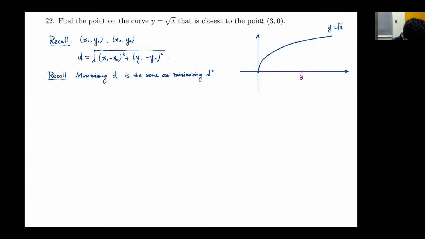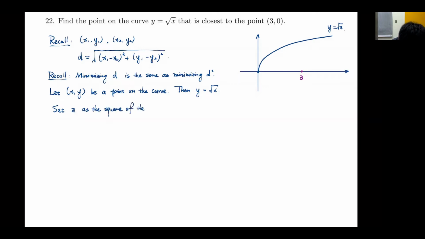Now let's start working on this problem. So let (x, y) be a point on the curve. This tells me that the y coordinate is precisely root of x. In order not to cause any notational conflicts, let me set z as the square of the distance from (x, y) to 3, 0.